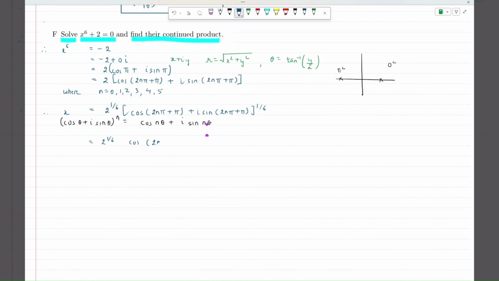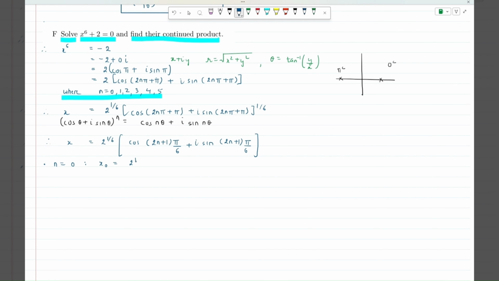So this is going to be (2n + 1)π, and then let us bring the power 1 by 6 also. So this is going to be cos of (2n + 1)π by 6 plus i times sine of (2n + 1)π by 6. And make a note that n takes these 6 values. So the moment you start plugging in those values, you are going to get the roots. So we'll start with n equals 0. Putting n equals 0, we will get x0, which is one of the roots.